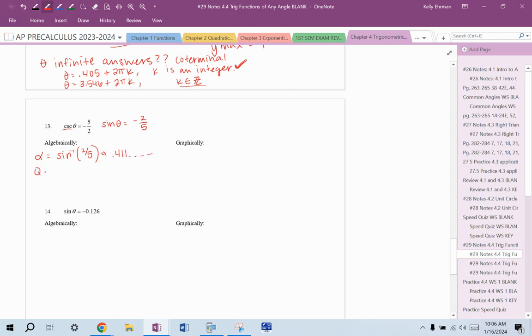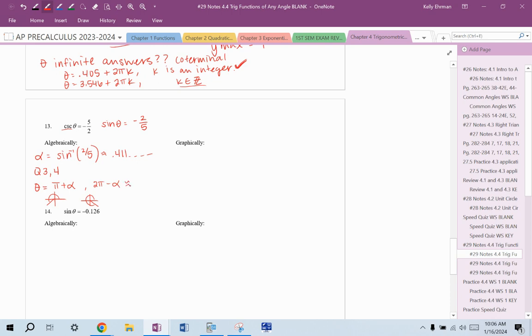Which quadrants should I be in? Where is sine negative? Sine is negative in quadrants 3 and 4. So how do I find theta? Well, theta in quadrant 3 would be pi plus alpha, right? Because you're talking about 180 plus that extra bit. And then in quadrant 4, it would be 2 pi minus alpha to get your angle.